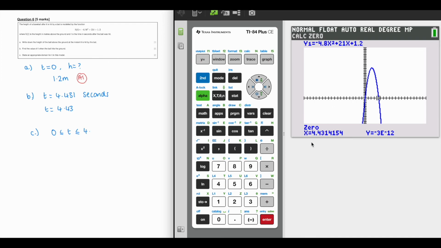So it therefore goes up to, and it could include, since that's the point where the ball hits the ground, 4.431. So that would be a sensible domain there for us to pick. So it's 1 mark for each of the domain ends that you've calculated.